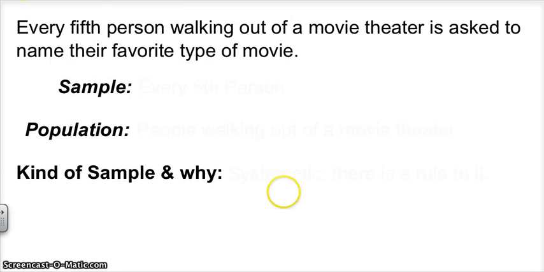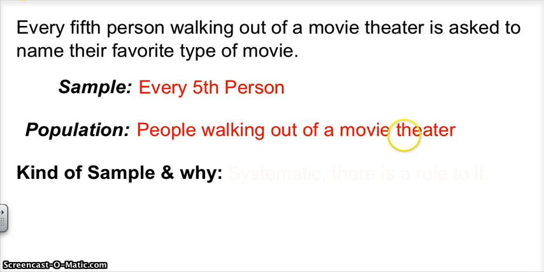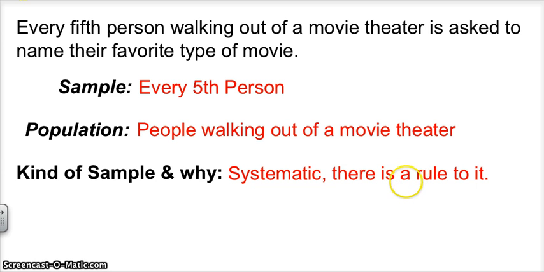So let's look at some of these problems. Here we have every fifth person walking out of a movie theater is asked to name their favorite type of movie. So what is the sample and population? Well, the sample would be every fifth person that walks out of the movie theater because that's who we are picking. Then the population, the whole group that we are picking from, would be people going to the movie. What kind of sample is this and why? It is a systematic sample because there is a rule to it. We're picking every fifth person walking out of the movie theater.